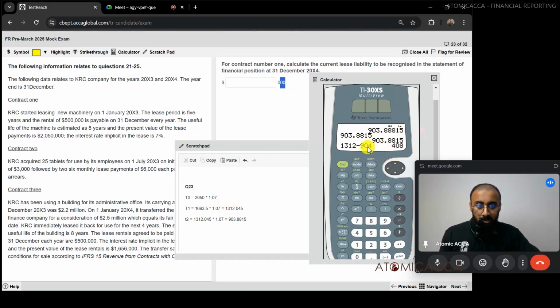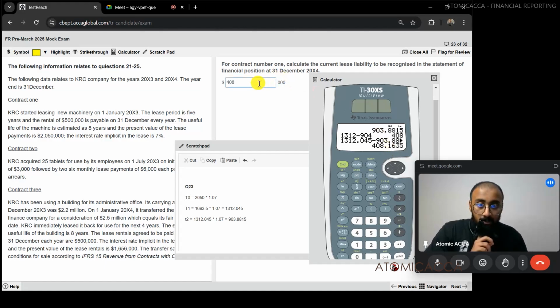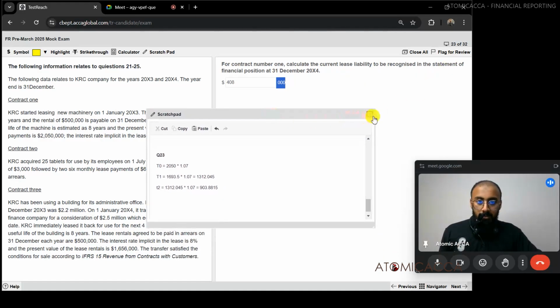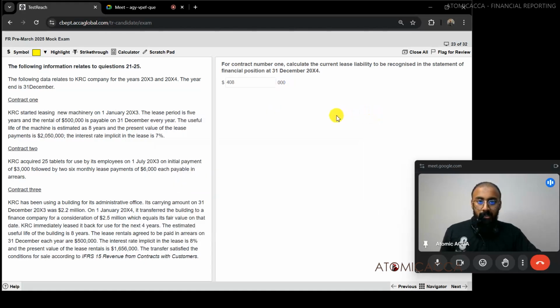Okay, if I take the decimals correctly, let's see what the answer will be. 1312.045 minus 903.8815 is 408.1635. So if I write 408,000, anyway there are only 3 zeros over here. So that will be 408,000, not 409. It's 0.1, so it will be 0.03. So 408,000 will be the answer, and that is done. So we got the current liability answer. Next one.